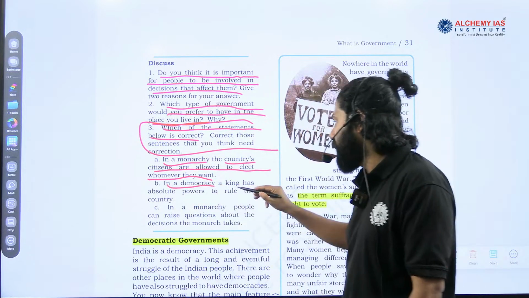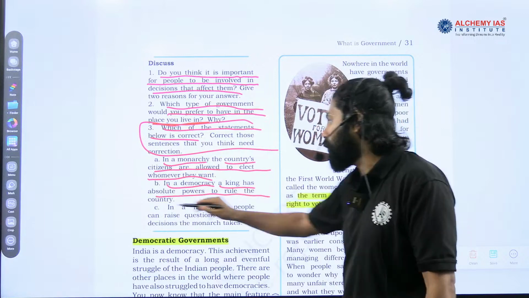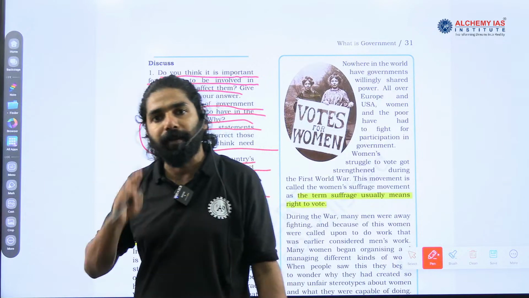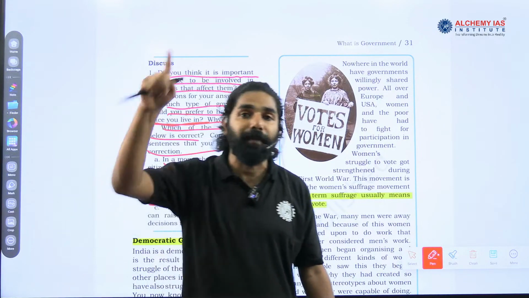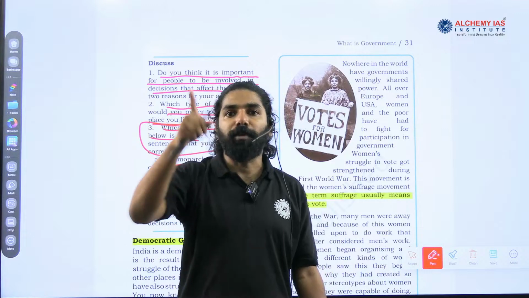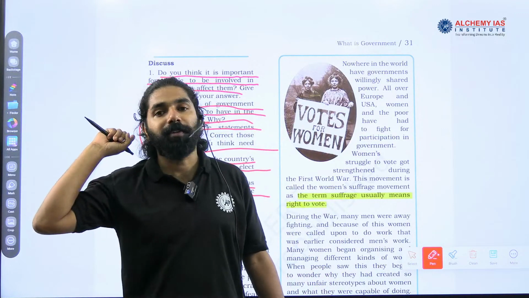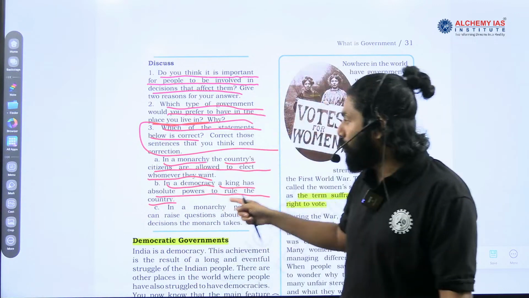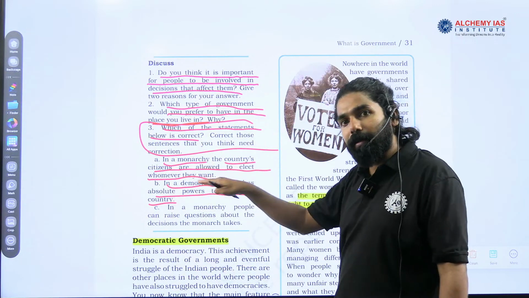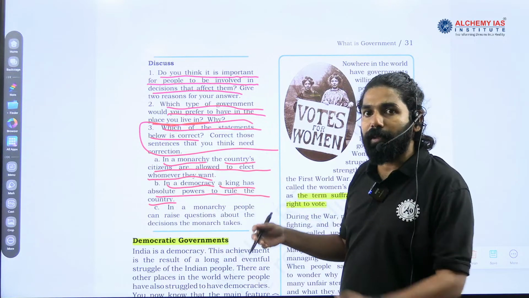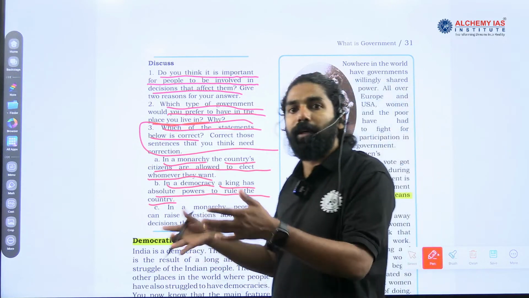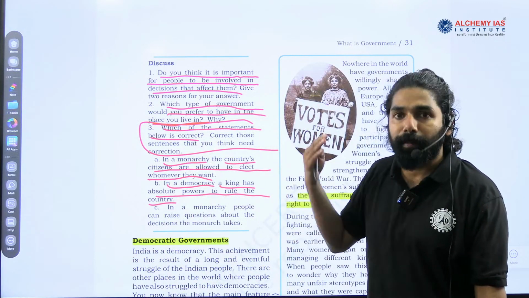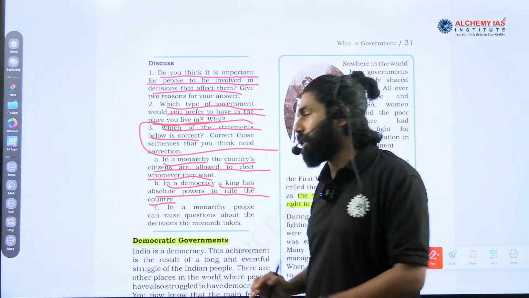Then, in a democracy, a king has absolute power to rule their country. No, in a democracy, whoever is appointed as the head of the government, maybe president or prime minister, doesn't mean they have absolute power. They are accountable and responsible to the people. If the people are not satisfied with the rule by the prime minister or president, then they will remove whoever is leading. So the power of the ruler, the power of the government, will be limited by the people through a law. This government is different from the monarchy, because in a monarchy there is an absolute power. There is no law limiting the power of a king or queen.